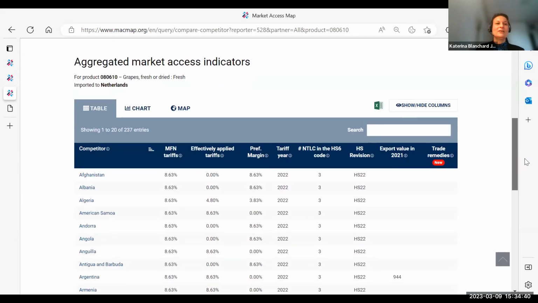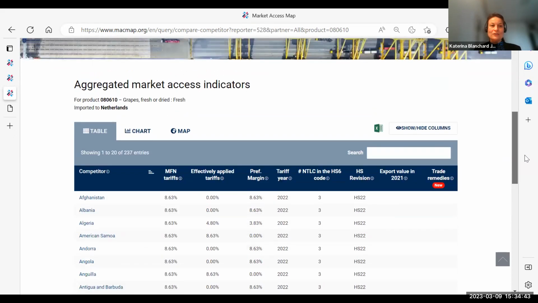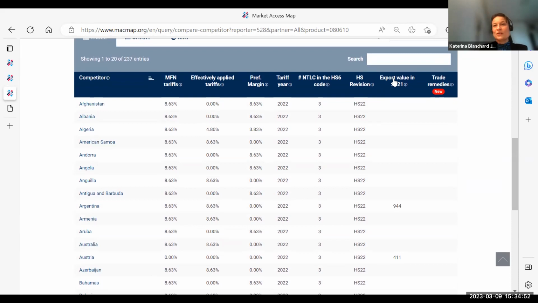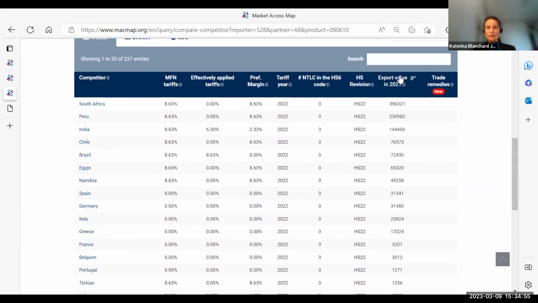So these will be the aggregated market access indicators for the entry onto the Dutch market for the product fresh grapes. What we can do here is sort them according to the export value by clicking twice on this column. So we know already that the main supplier is South Africa, we have Peru as number 2, and we will see that the conditions of those two competitors are very similar. The MFN tariff would obviously be 8.63. Under certain circumstances, we can have access to the preferential tariffs, and the preferential margin would be the difference between those two.